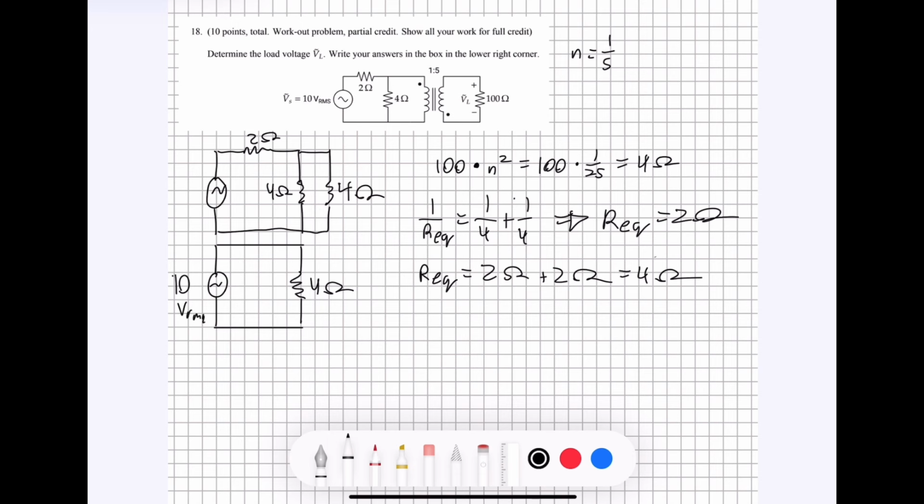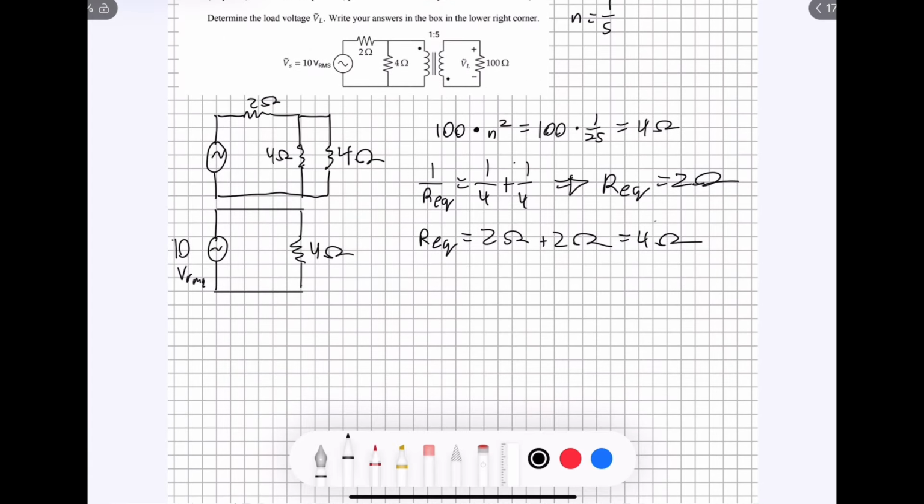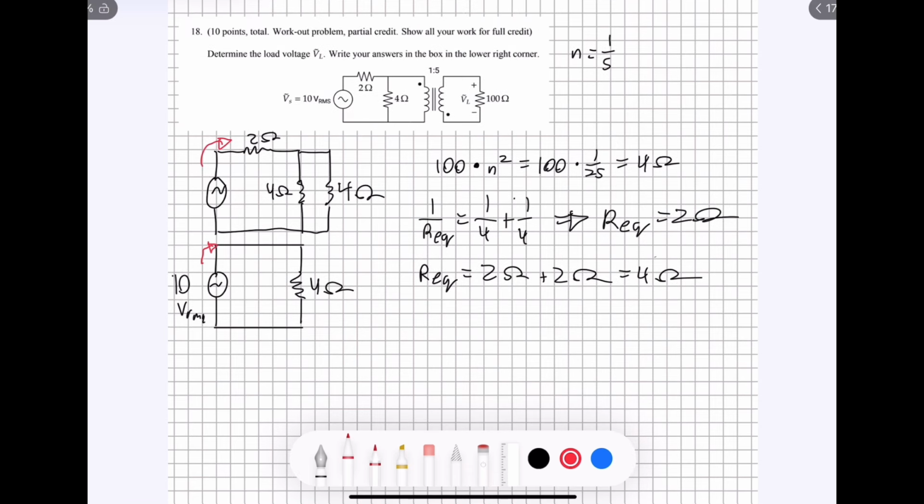VRMS over here. Using this and Ohm's law, we can now solve for the current going through here. It would be the same current going through there and up here. I'm going to call this I1. From Ohm's law, we know that I is equal to V divided by R, which in this case is 10 divided by 4, and that gives us 2.5 RMS amps.